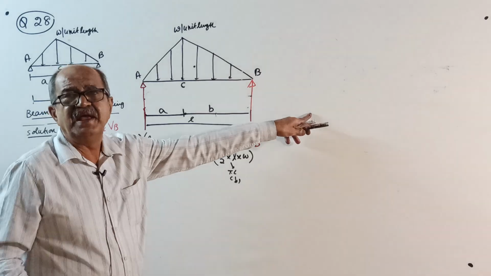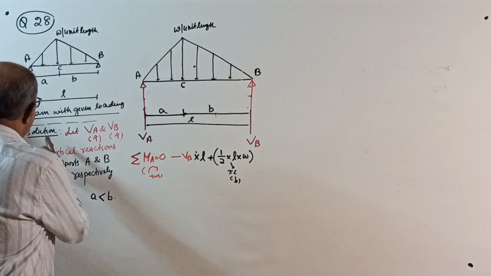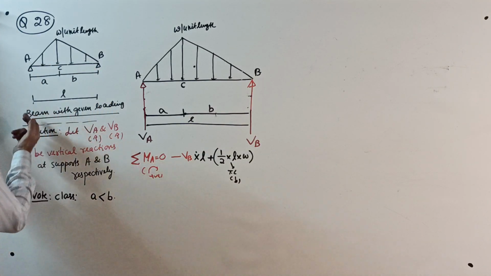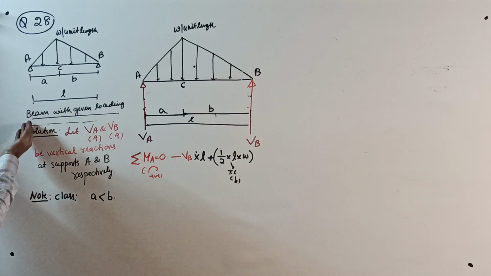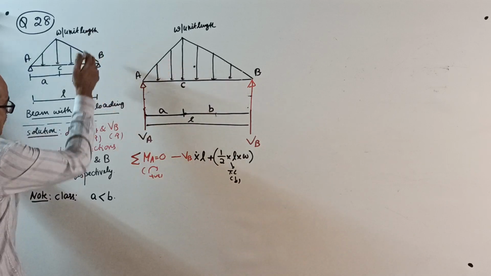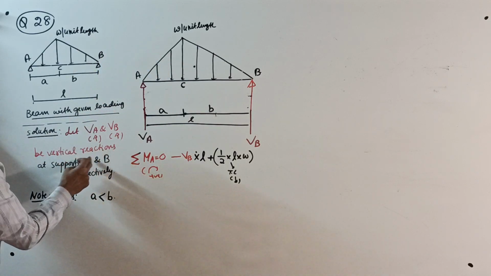Your formula will take care. Okay. Therefore, solution. As you see, this I am writing for now the 30th time. Let VA upward, VB upward be vertical reactions at A and B respectively.